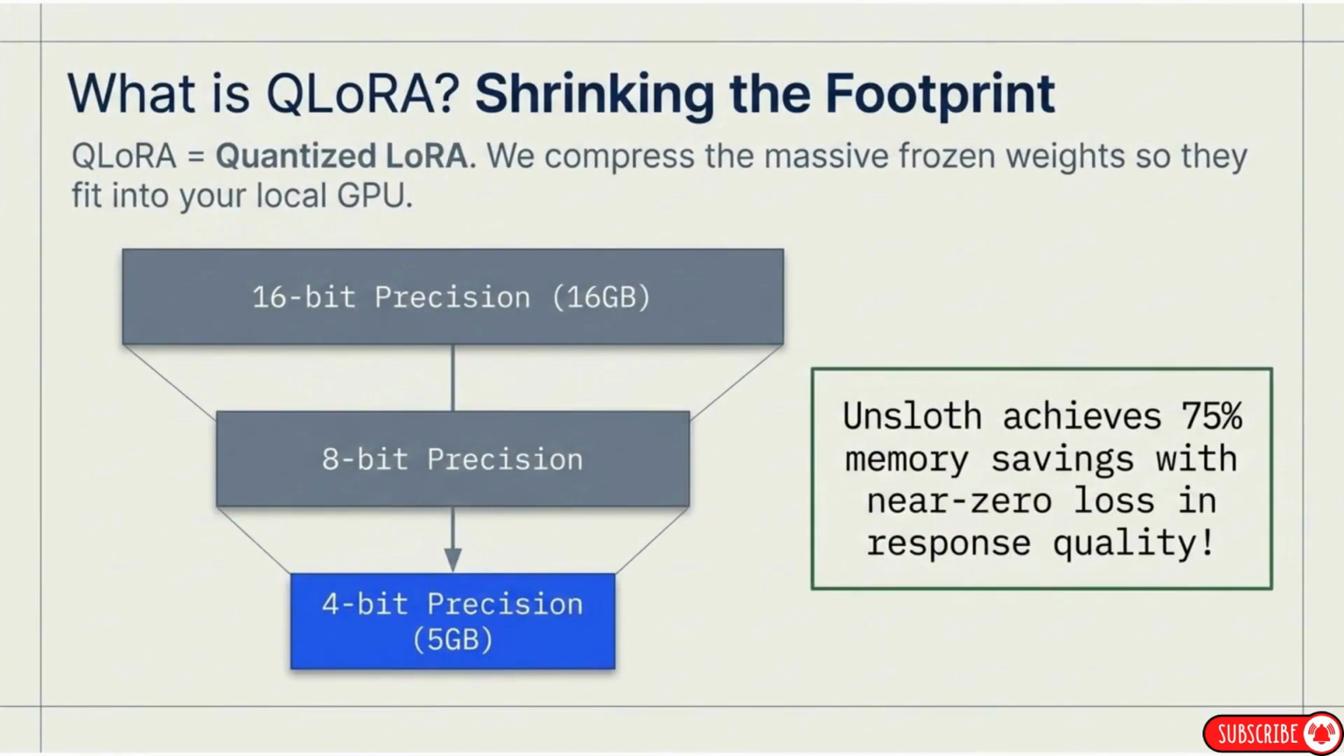QLoRA stands for quantized LoRA. The main idea is to shrink the memory footprint by compressing the frozen model weights, commonly from 16-bit precision down to 4-bit precision. This allows large models to fit into smaller GPUs while still keeping high-quality fine-tuning results.